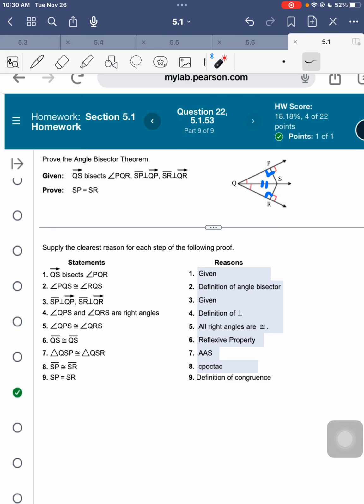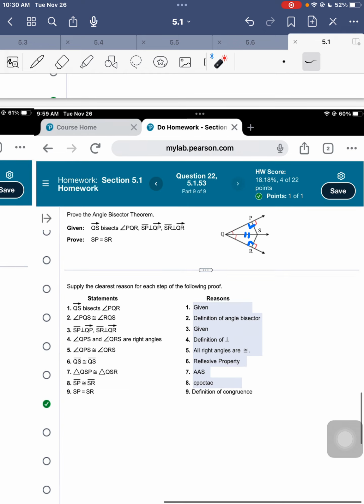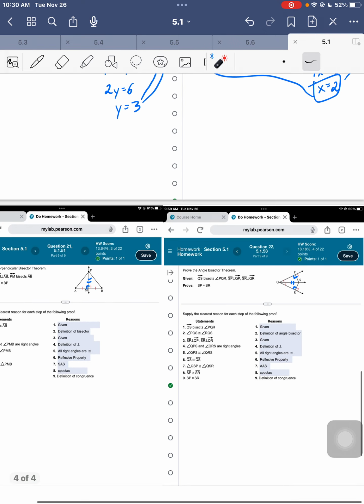Now that I've proven that these two triangles are congruent, what can I say about these missing angles, these missing sides, everything else? I can prove everything else to be congruent to each other because of what rule? CPCTC. Corresponding parts of congruent triangles are congruent. Okay? So that's it for the 5.1.